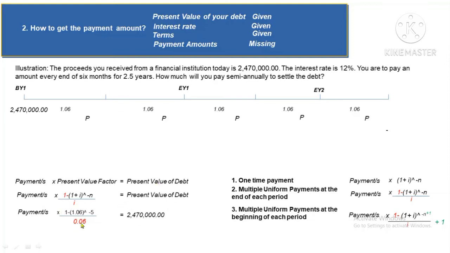So if we're going to summarize this, then we're going to have 4.21236378, and then we have 2,470. So in order to get the payments, you just have to divide the 2,470 by 4.21236378, and the payment is 586,369. Let's check if our answer is correct.